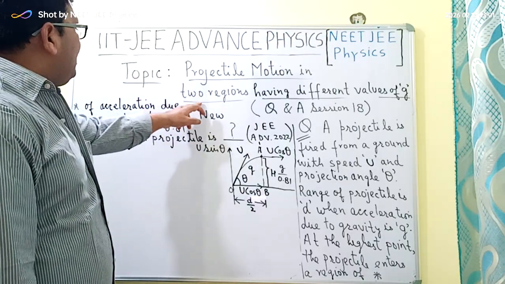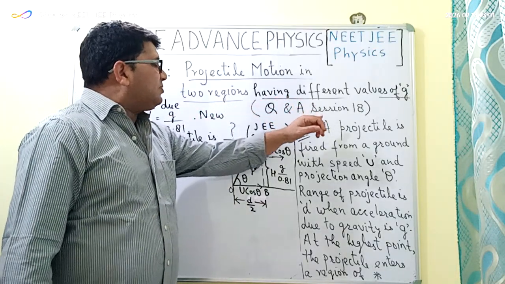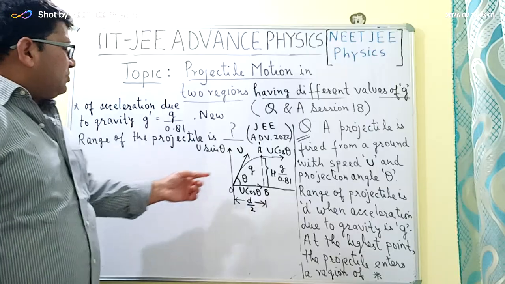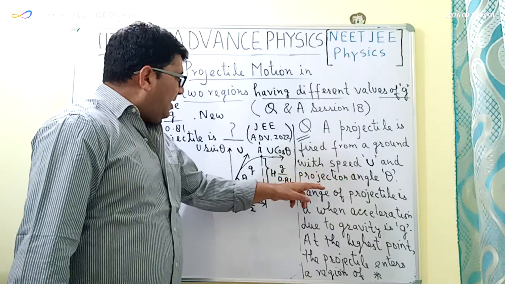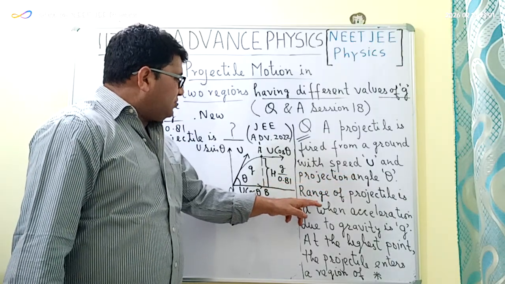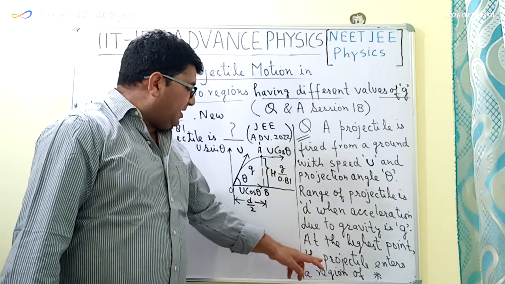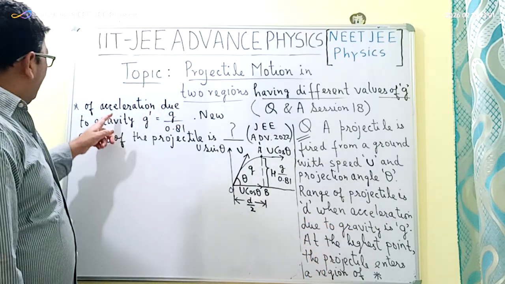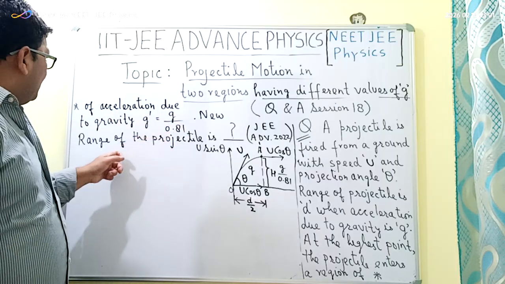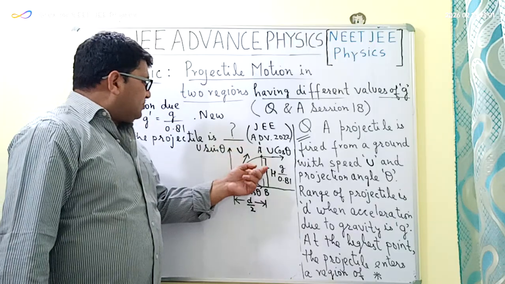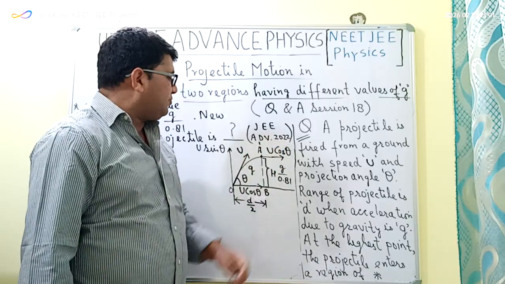The topic is projectile motion in two regions having different values of acceleration due to gravity. The question is: a projectile is fired from the ground with a speed u and projection angle theta. The range of the projectile is d when the acceleration due to gravity is g. At the highest point, the projectile enters a region of acceleration due to gravity equal to g divided by 0.81. So the new range of the projectile is? This question was asked in the JEE Advanced exam in the year 2022.